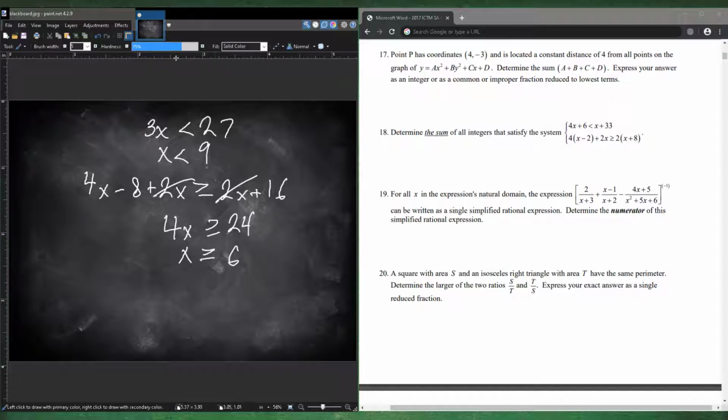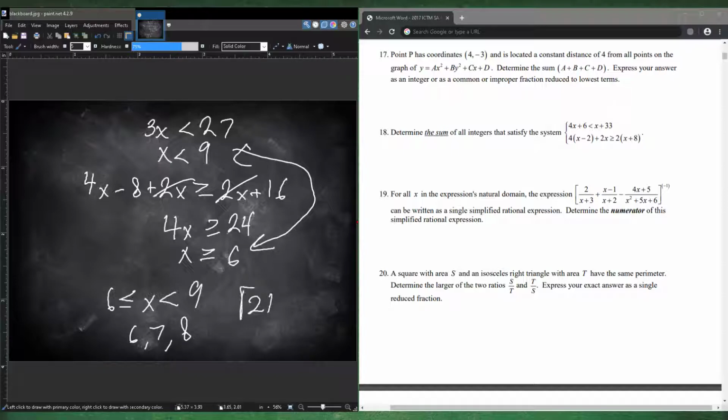So we're going to combine these two together. So x is greater than or equal to 6, and x is less than 9. So x could only be 6, 7, or 8, right? Because remember, they're all integers. So adding them together, that is 13 and 21. And that's your answer for number 18.